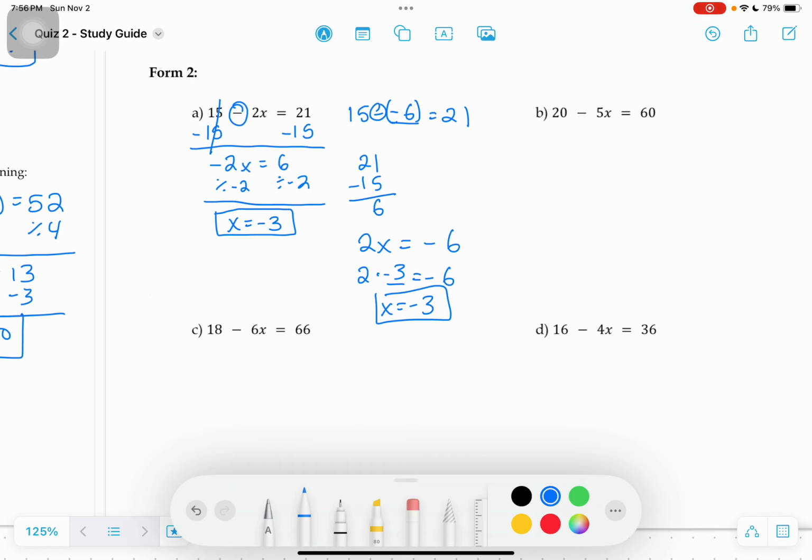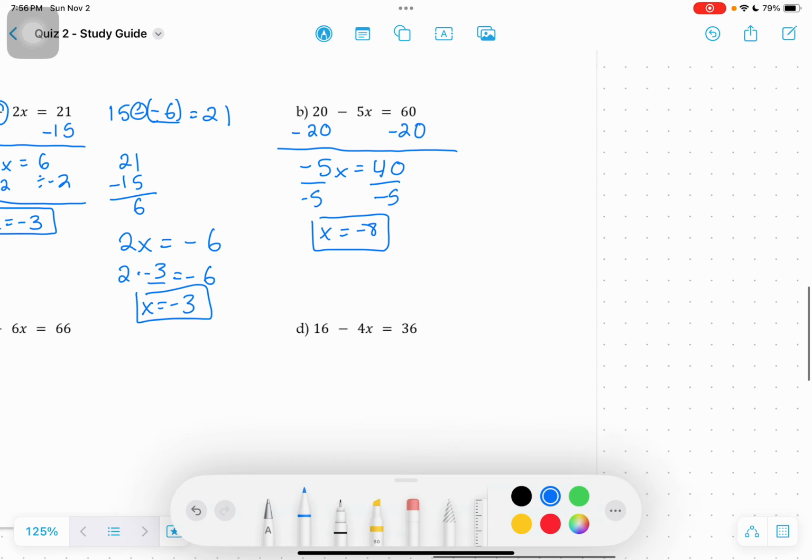All right, let's look at this next one. I'm going to start by doing inverse operations. Subtract 20 from both sides. Negative 5x equals 40. All right, divide by negative 5. Divide by negative 5. X equals negative 8.